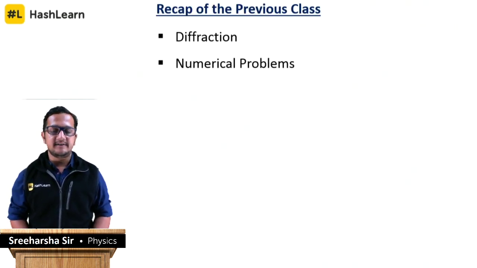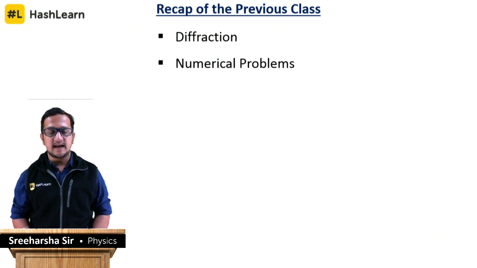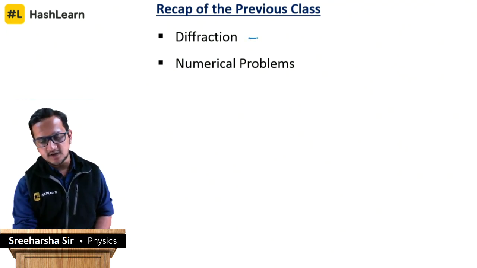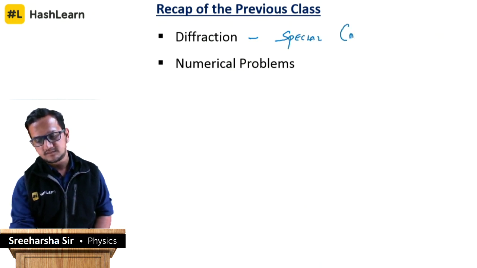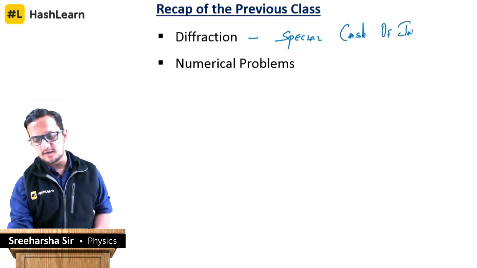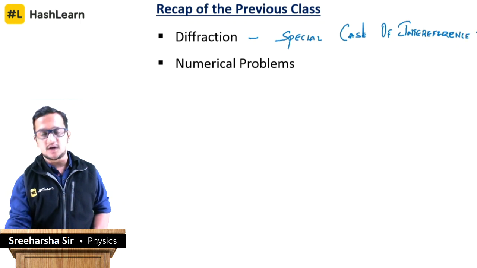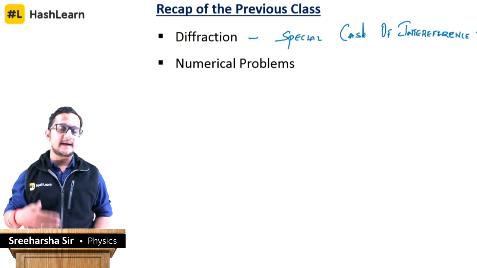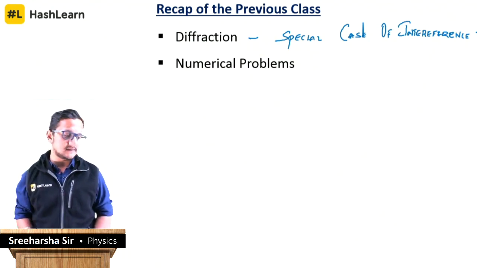So the recap of the previous class: we studied diffraction and the numerical problems based on that. If I have to summarize the entire diffraction in one single line, it is called the special case of interference. So whatever was the condition for the maxima in interference is now the condition for minima in diffraction, or whatever is the condition for minima in interference is the condition for diffraction maxima.